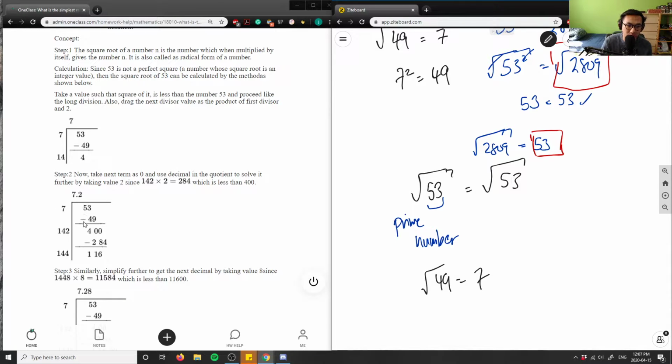7 times 7 is 49, and then what they did was they brought this down. You have 4, and then you're going to add 2 zeros here. You're taking the 2 zeros, and then you're solving for something else, and this here becomes 142 when you do 7 times 2. 7 times 2 is 14, and 144 in this case. So that's what they're doing here in terms of simplifying that.